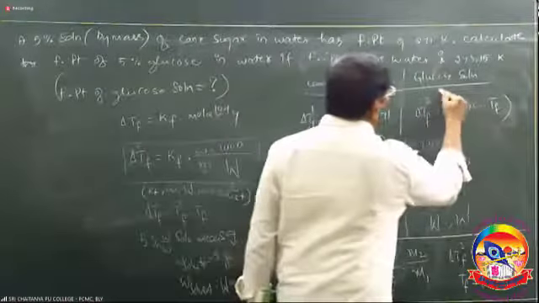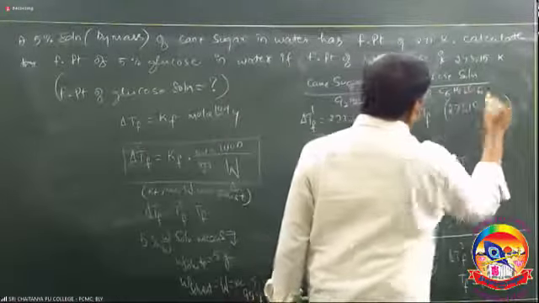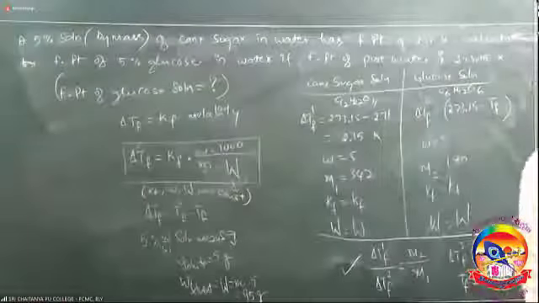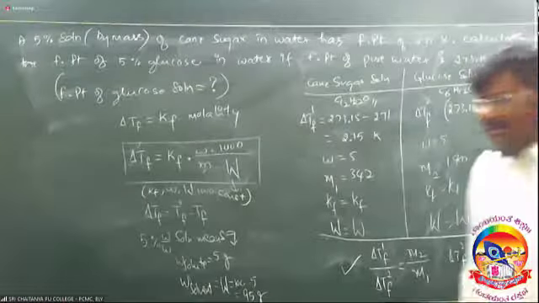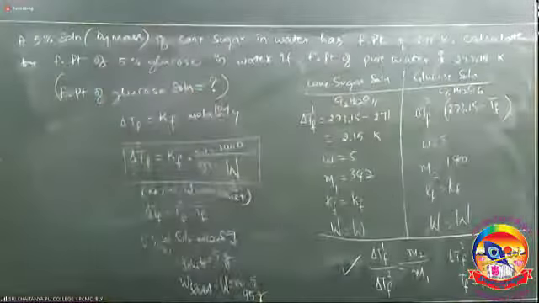C12H22O11. Glucose. C6H12O6. C6H12O6. Okay, yeah, right. Let me go to the next problem.